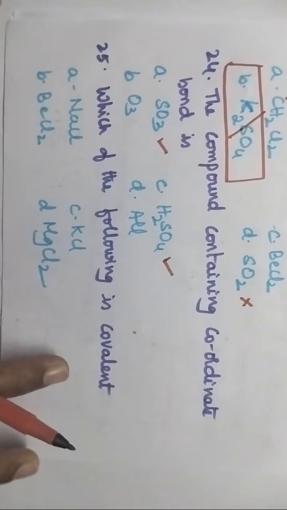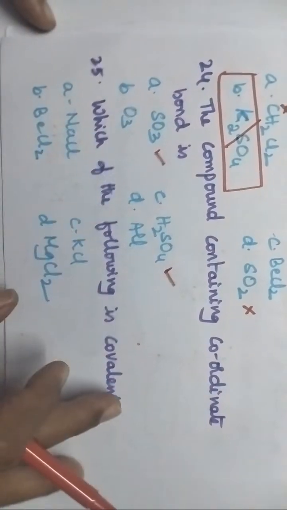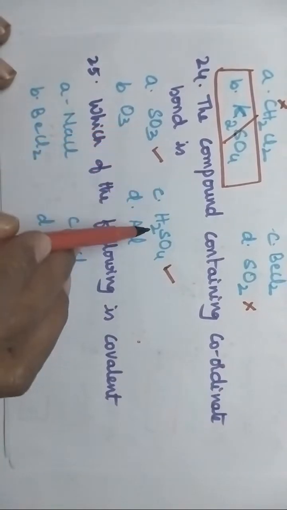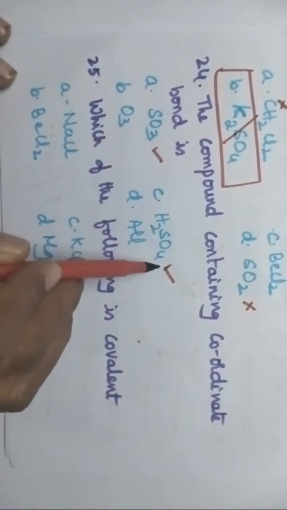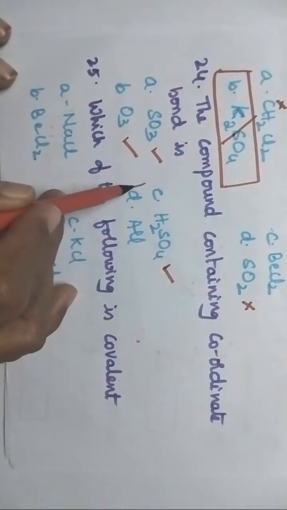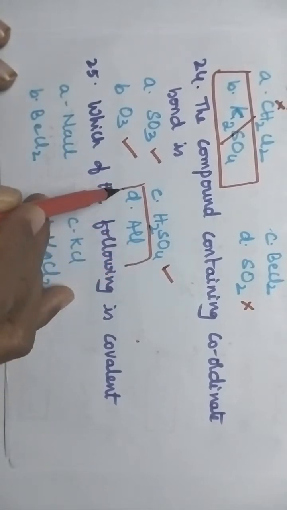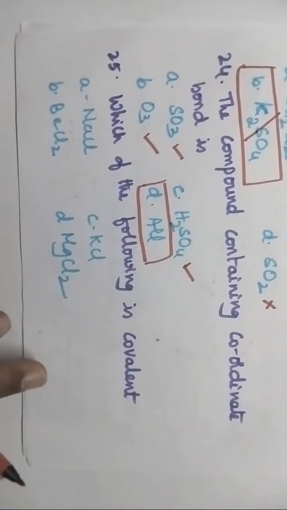You have no idea about the O3. So here, what are the given options? A, B, C, D. So SO3 contains, H2SO4 also contains coordinate covalent bond. O3 also contains coordinate covalent bond. In that context, option D, all, is the right answer. Very good. So all the compounds contain coordinate covalent bond.